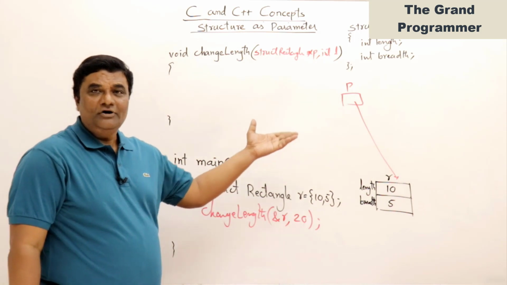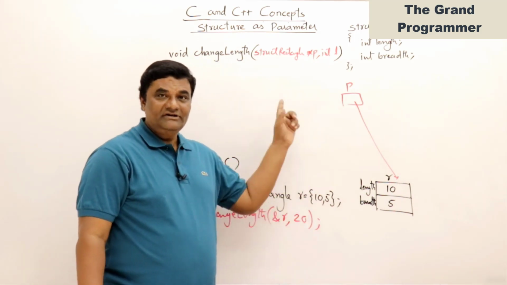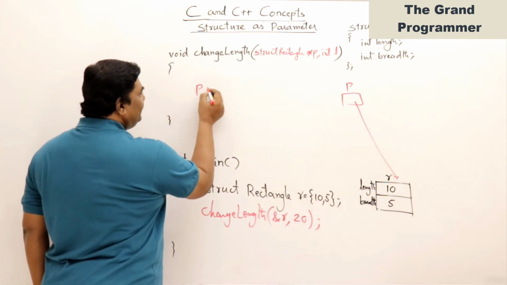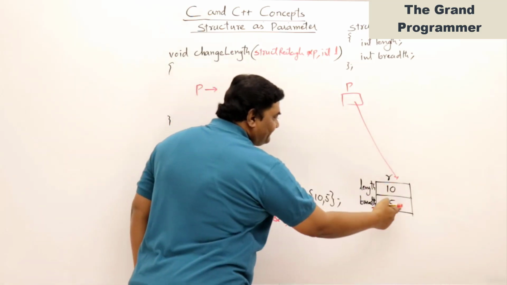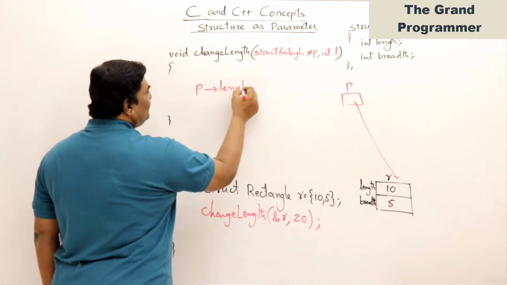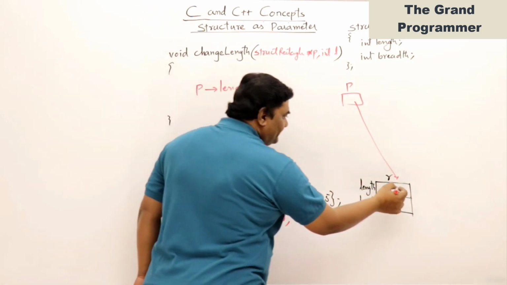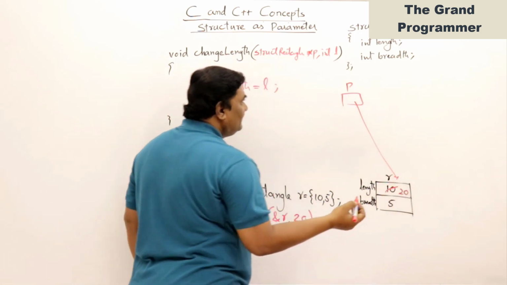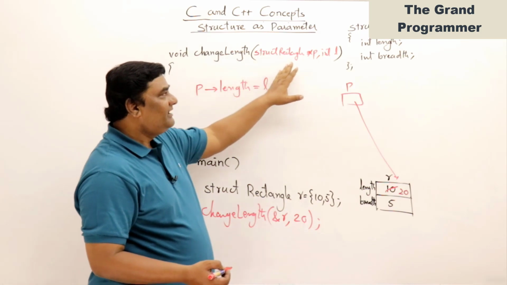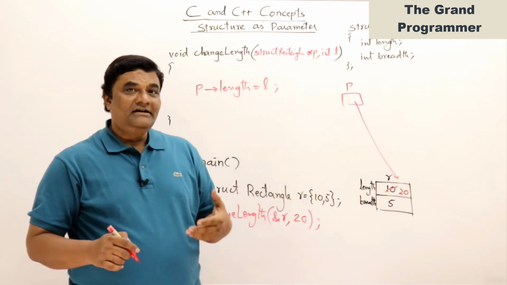Now we have already learned pointer to a structure. So now you can see that pointer to a structure is useful in parameter passing also. I want to modify that length. So say P arrow, because for accessing this member indirectly using a pointer, we have to use arrow. P arrow length assign L. So this length will be modified to 20. That's it. So this is how we can use call by address for the structure. This type of thing I have used in my course.